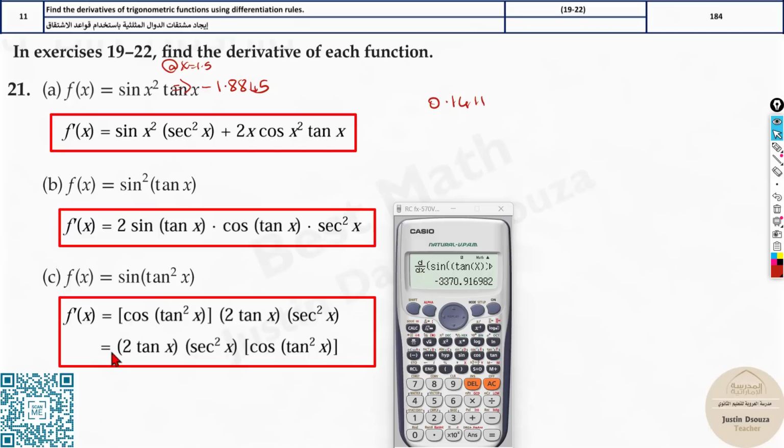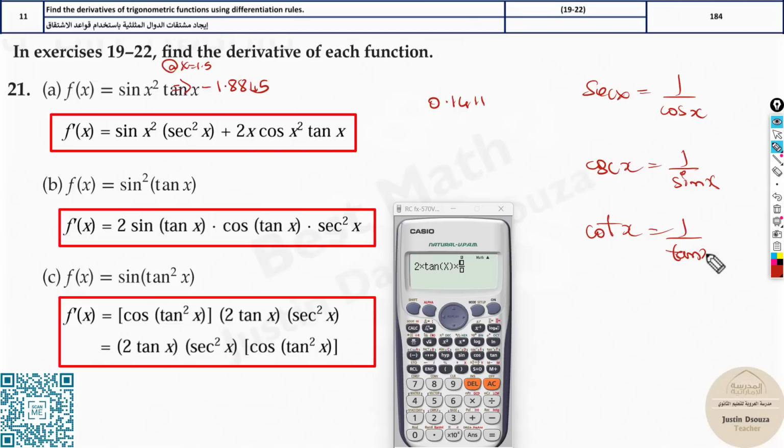Now here then, let us put the answer. 2 multiplied with tan x, close the bracket, multiplied. What is secant exactly? Secant x is equal to 1 by cos x. Whereas cosecant, CSC x, would be equal to 1 by sine x. And lastly, cotangent x would be equal to 1 by tan x. These are a few things. Because in your calculators, you do not have secant, cosecant, and cotangent. You use these reciprocal identities.